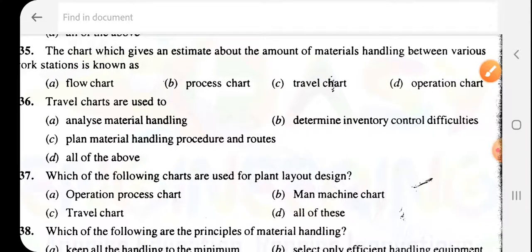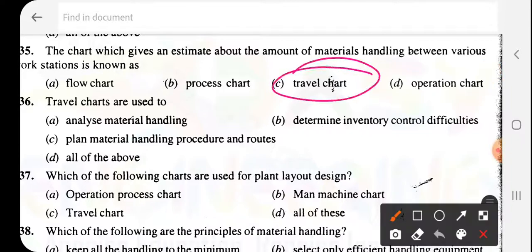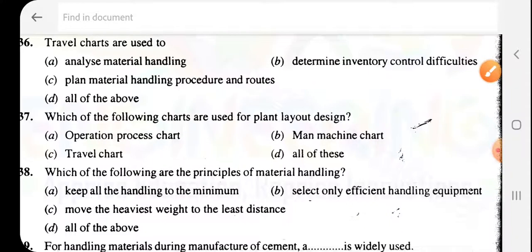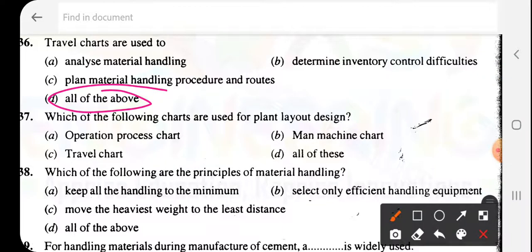A chart which gives an estimate about the amount of material handling between various workstations is known as, so 135 is C, that is the travel chart. If you want to go from station 1 to station 2, movement will be there. The travel chart will give the amount of material handling between workstations. Travel charts are used for all of this above: analyze material handling, determine inventory control difficulties, plan material handling procedure and routes.